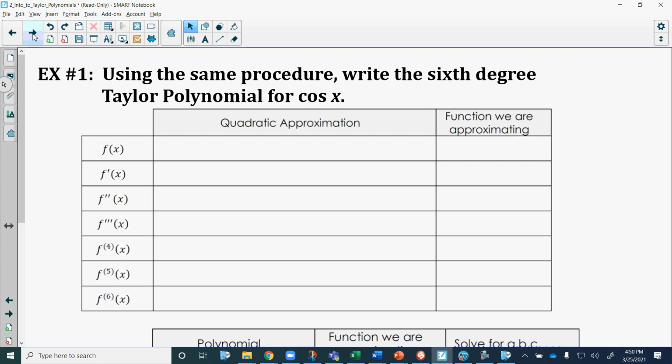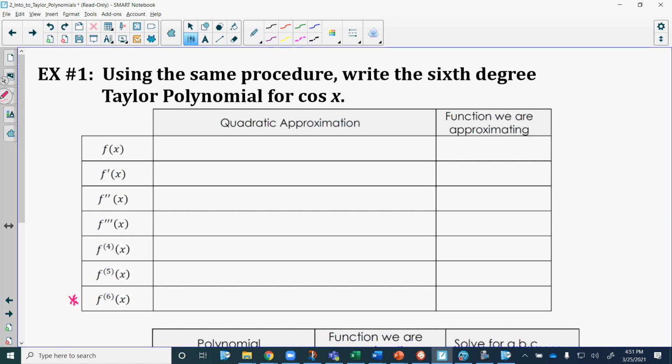Now in the table, I'm not exactly sure that quadratic approximation should be what it said there. Maybe just Taylor approximation or polynomial approximation, because we're not really going to be looking at a quadratic here anymore. In fact, if you notice what it's giving us, it's asking us to go down to the 6th derivative, so that means I have to at least have a 6th degree polynomial here.